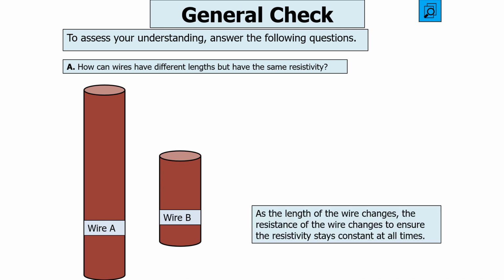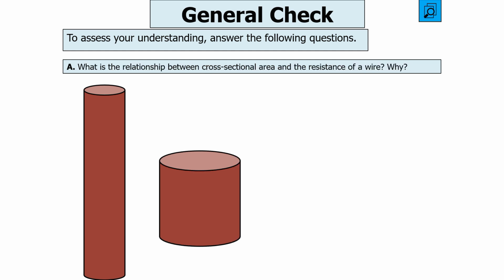Now, as the length of the wire changes, the resistance of the wire also changes to ensure that the resistivity of the material stays constant at all times. So, what is the relationship here between the cross-sectional area and the resistance of a wire, and why?